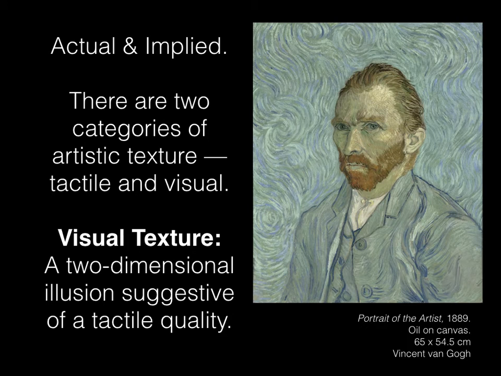All right, so we're going to move into this later in the week, but actual and implied. There are two categories of artistic texture, tactile and visual. So visual texture. Visual texture is a two-dimensional illusion suggestive of tactile quality. So in this portrait of an artist by Vincent van Gogh, he is known for creating really lush, really kind of like you can feel that air moving back there. It feels swirling. There's definitely a texture to his hair and beard. It feels like if you could touch it, but really it's flat. It's just made through paint, and it just appears to have a lot of texture.